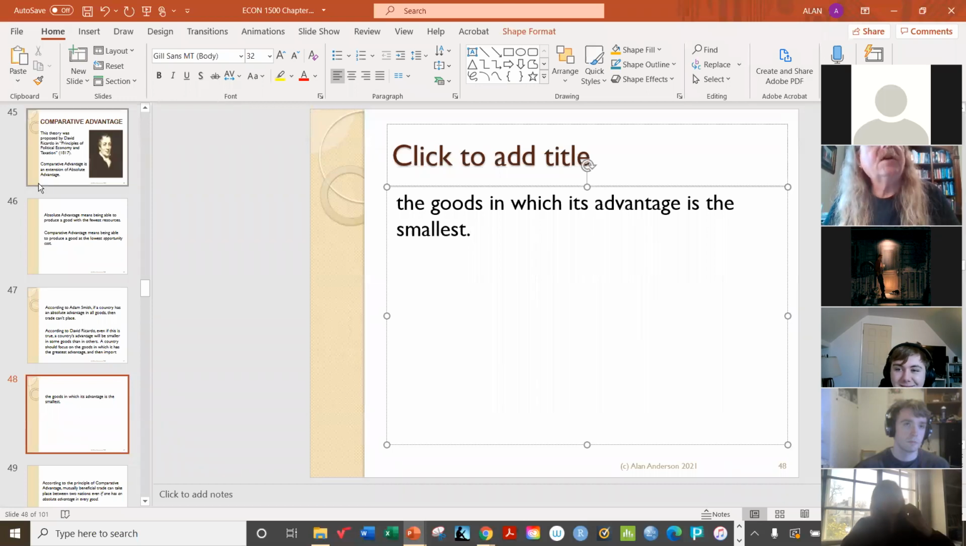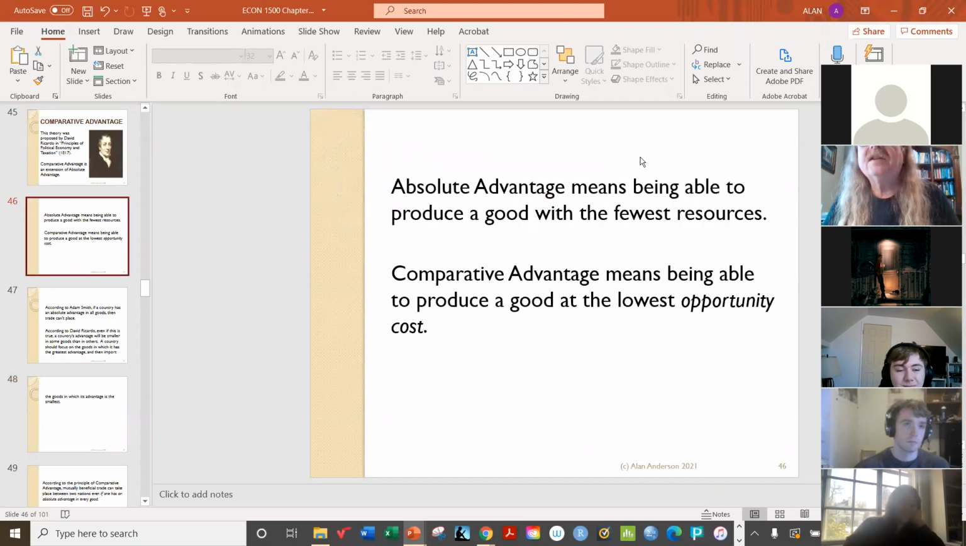All right. Anyway, so absolute advantage, again, means being able to produce a good with the fewest resources. Comparative advantage means being able to produce it with the lowest possible opportunity cost.